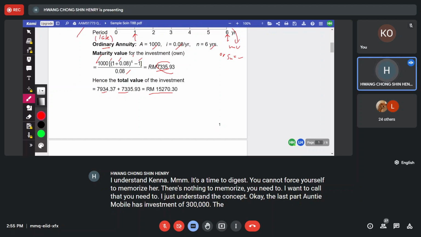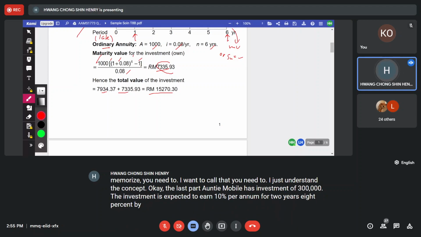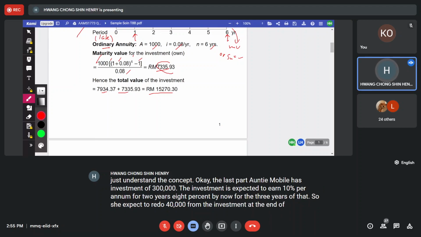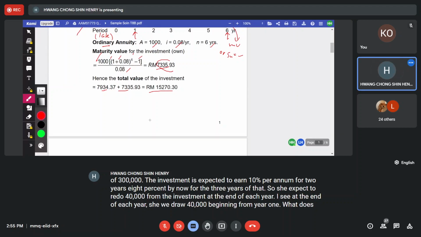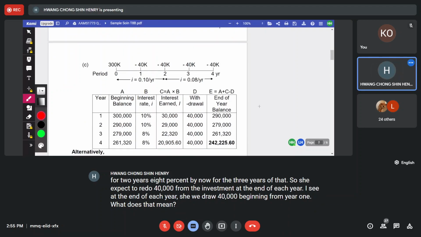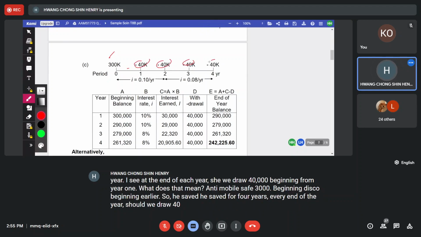The investment is expected to earn 10% per annum for 2 years, 8% per annum for the 2 years after that. So she expects to withdraw 40,000 from the investment at the end of each year. See, at the end of each year, she withdraw 40,000, beginning from year 1. What does that mean? See here, Auntie Mabel saved 3,000 beginning. This is called beginning, earlier. So she saved for 4 years. Every end of the year, she withdraw 40, 40, 40, 40.